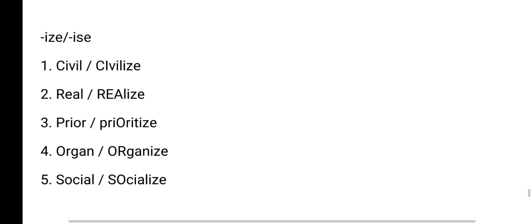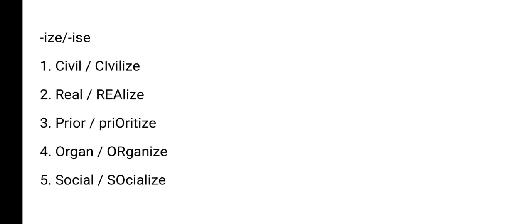What about IZE or ISE? It's the same thing now. Let me remove the IZE from civilize. What will remain is civil. Which syllable has the stress in civil? Civil. It's a triangle, yes, going up before going down. So the stress is on the first syllable. Civil. So whether I add IZE or ISE or not, the stress remains on the first syllable, ci.